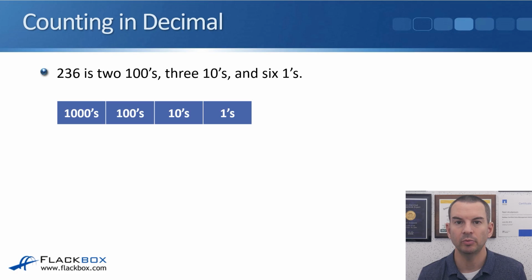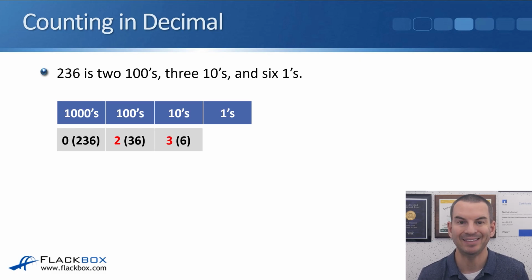If we were going to write down the number 236, the way that we do that is starting from the left. So starting with the 1000s column, how many 1000s can we fit into 236? Well, obviously that's going to be a 0 because 236 is a smaller number than 1000. So we can't fit any 1000s into 236. That leaves us still with 236 left over. Next up, how many 100s can we fit into 236? Well, we can fit 2 100s into 236, and that leaves us with 36 left over.